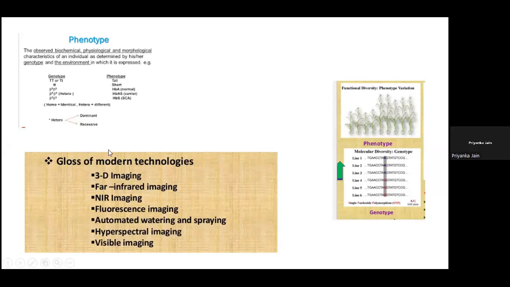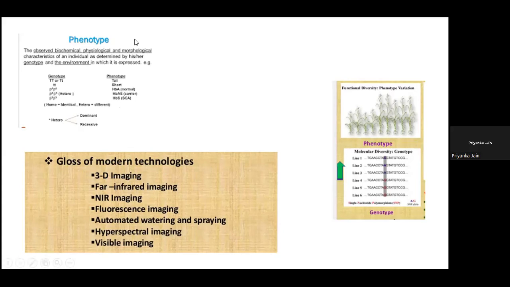With modern high throughput technology, 3D imaging is done for observing the size of the disease and the different observable parameters. Other techniques include far infrared imaging, fluorescence imaging, automated watering and spraying, hyperspectral imaging, and visible imaging. These are different methods of observing. Other than this, there are many different methods for observing the phenotype.